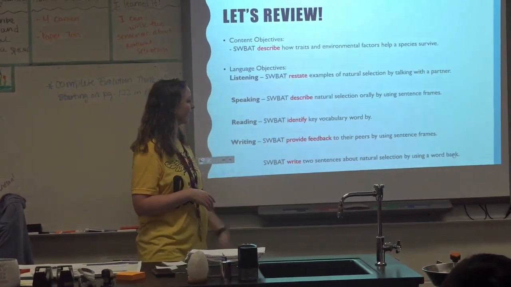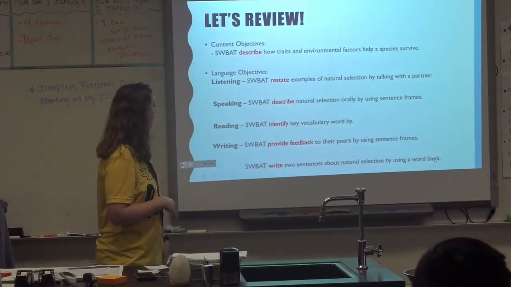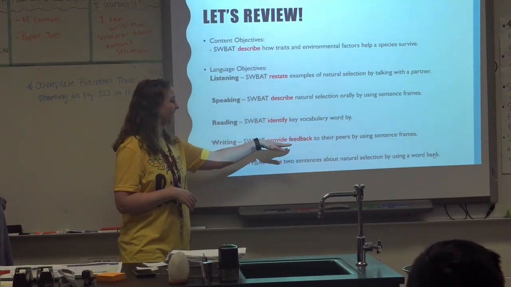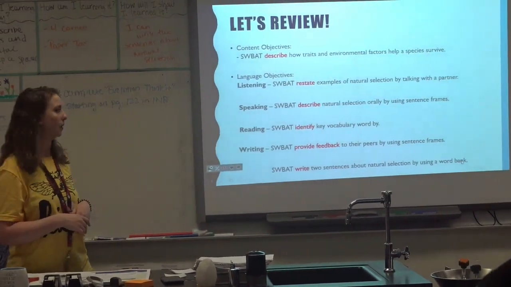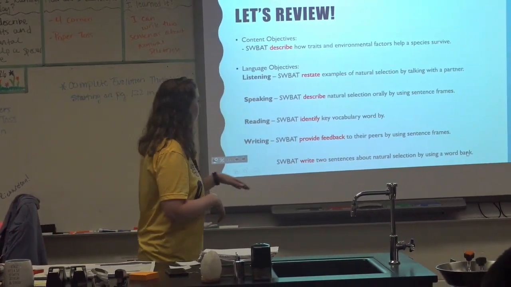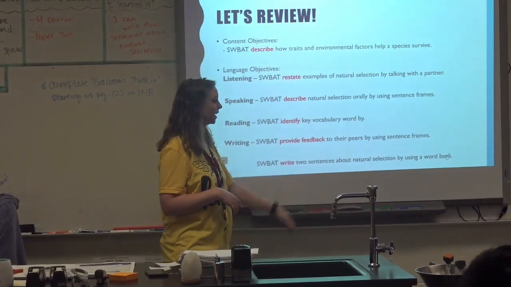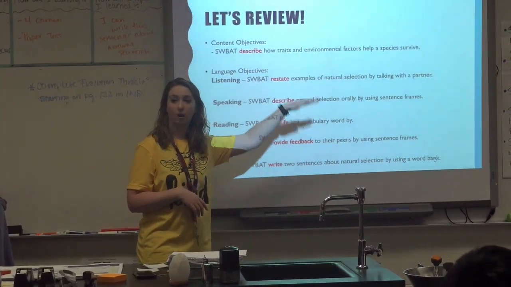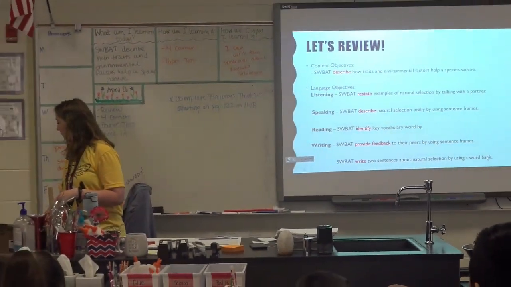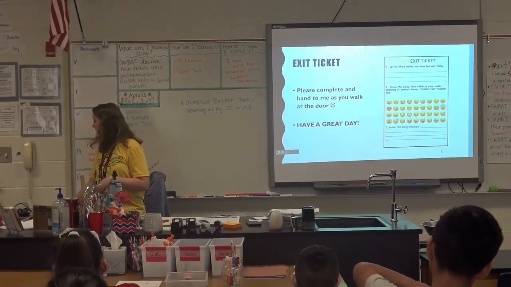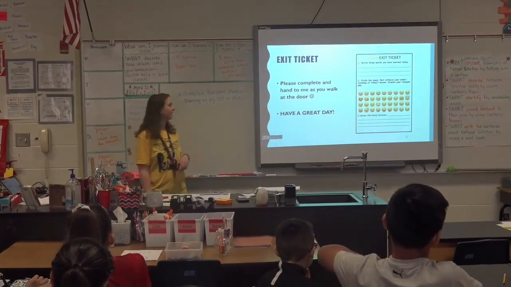For reading, we identified key vocabulary words. For writing, we provided feedback to our peers about our chart papers and our key vocabulary words by using sentence stems. We wrote 2 sentences about natural selection by using our word bank of key words. Okay, so we've got about 4 more minutes left of class, so we're going to quickly do our exit ticket.